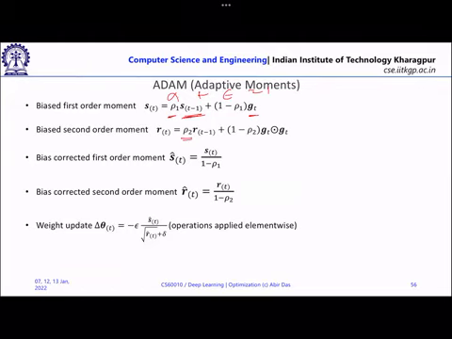So, the biased second order moment. Why biased? I have explained, right? I have not done anything for bias correction yet. To do the bias correction, it is very easy. If it is rho, you just divide by 1 minus rho. That's what we are doing.